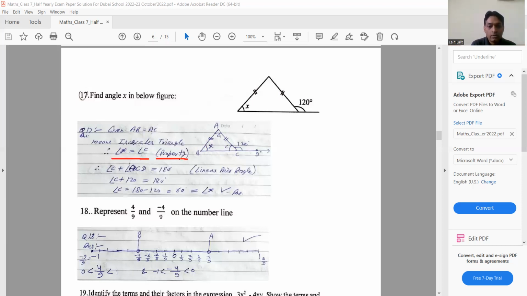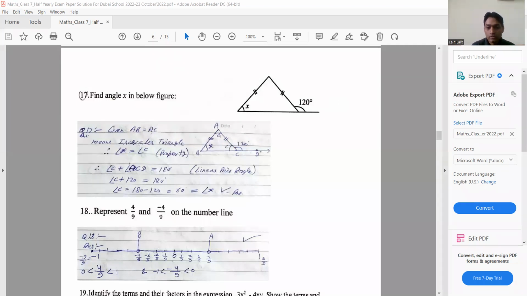Now if we take this angle 120 plus angle C, this makes a linear pair, correct? Because the sum C plus 120 is equal to 180, correct? So put C plus 120 is equal to 180. We can get the value of C is 180 minus 120, which is 60 degrees. So it means when C is equal to 60, then X is also equal to 60, because we have already mentioned this. So the value of X is 60 degrees. So this is the answer.